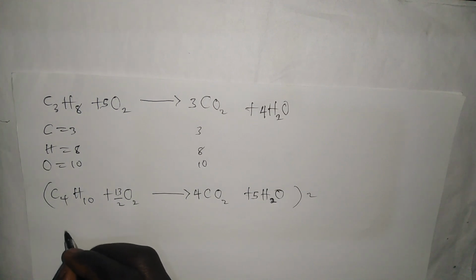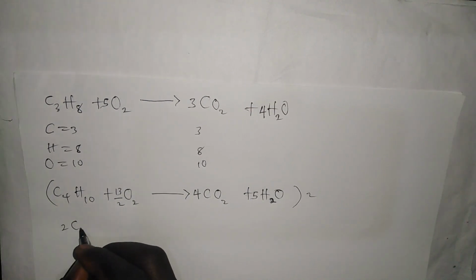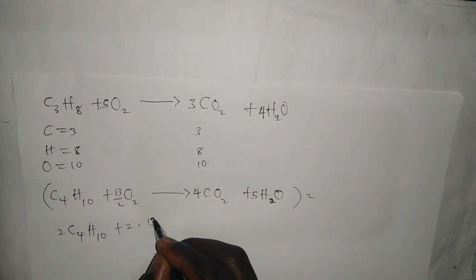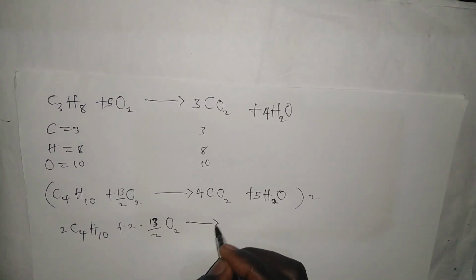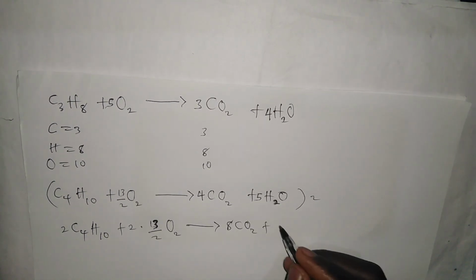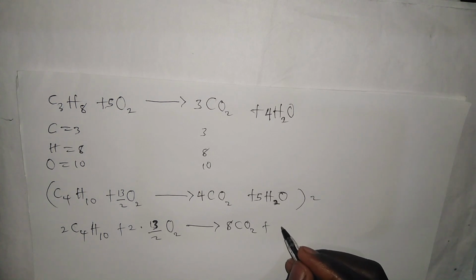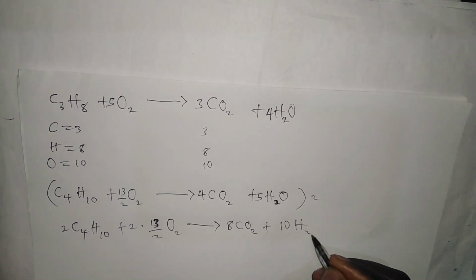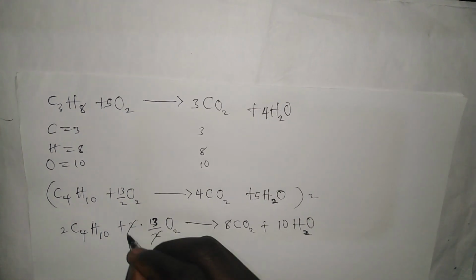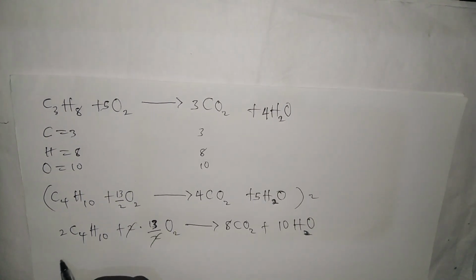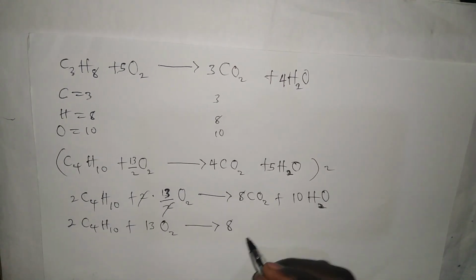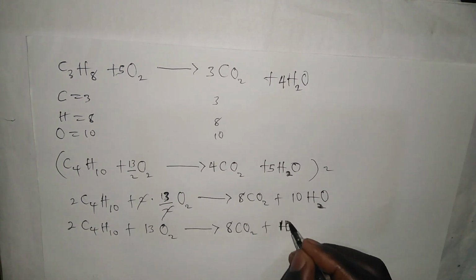So we'll say 2 multiplied by C4H10, we have 2C4H10, plus 2 multiplied by 13 all over 2. Then we say 2 times 4 is 8, plus 2 times 5 is 10. Right? So the 2 will cancel this 2. So what will we be left with now? 2 butane, 13 oxygen, and then we'll have 8 carbon dioxide and then 10 molecules of water.